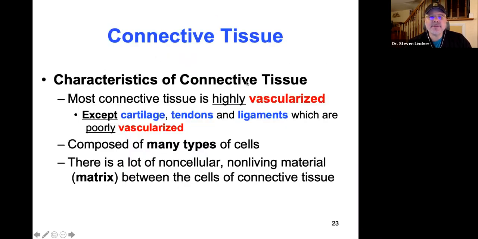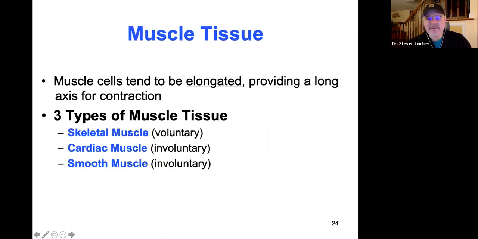So connective tissue is highly vascular with the exception of cartilage, poor, ligaments, poor. Tendons have some, but not as much as muscles. So muscles have the most, tendons come in second place. Third place would be ligaments, and then last would be cartilage. Very, very poor. When we cover muscle, okay, so that's the end of connective tissue.